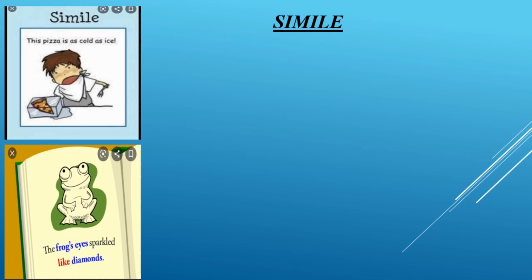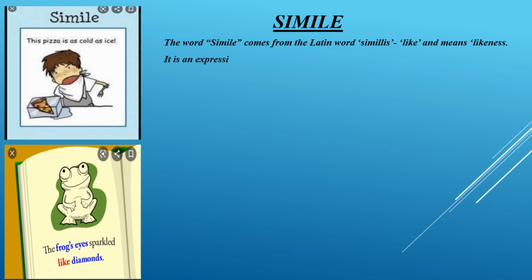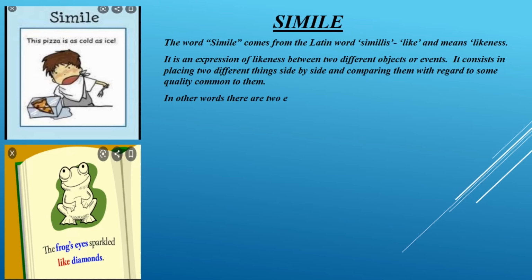The first figure of speech under discussion is a simile. The word simile comes from the Latin word similis, like, and means likeness. It is an expression of likeness between two different objects or events. It consists in placing two different things side by side and comparing them with regard to some quality common to them. In other words, there are two essential elements in a simile.